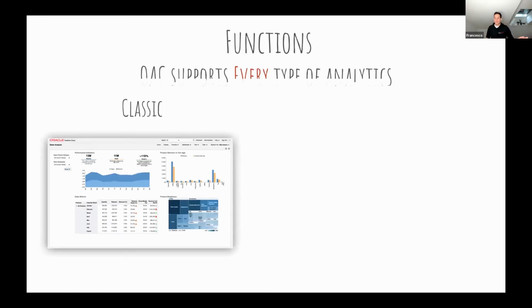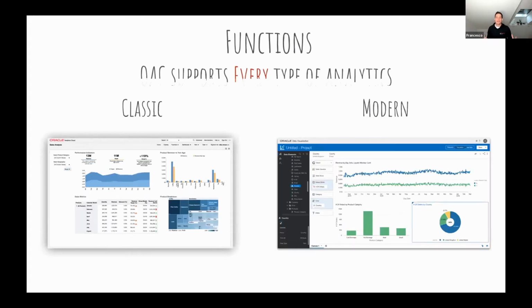It's classic and modern. Classic is where business people write down requirements and pass them to IT. IT was building the solution and business were basically only the end users. They were only seeing a pre-built dashboard, for example. There were some analytical capabilities, but they were somehow limited. Modern, on the other side, is where the end user is able to connect to any dataset and to create any type of content.